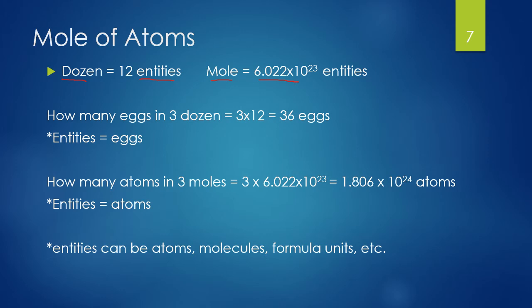So if I were going to calculate how many eggs were in 3 dozen, to figure that out, I would take 3 and multiply it by what the word dozen means. And we just said dozen means 12. 3 times 12 tells me there are 36 eggs. Now, let's apply this using the term moles. So if I wanted to know how many atoms were in 3 moles, I'm going to do the same type of calculation. I'm going to take the number 3 and multiply it by what the word moles means. And moles means 6.022 times 10 to the 23rd. So plugging that in and multiplying it out, we get 1.806 times 10 to the 24th atoms. Now, when we're calculating using Avogadro's number, the word entities can be atoms, molecules, or formula units.